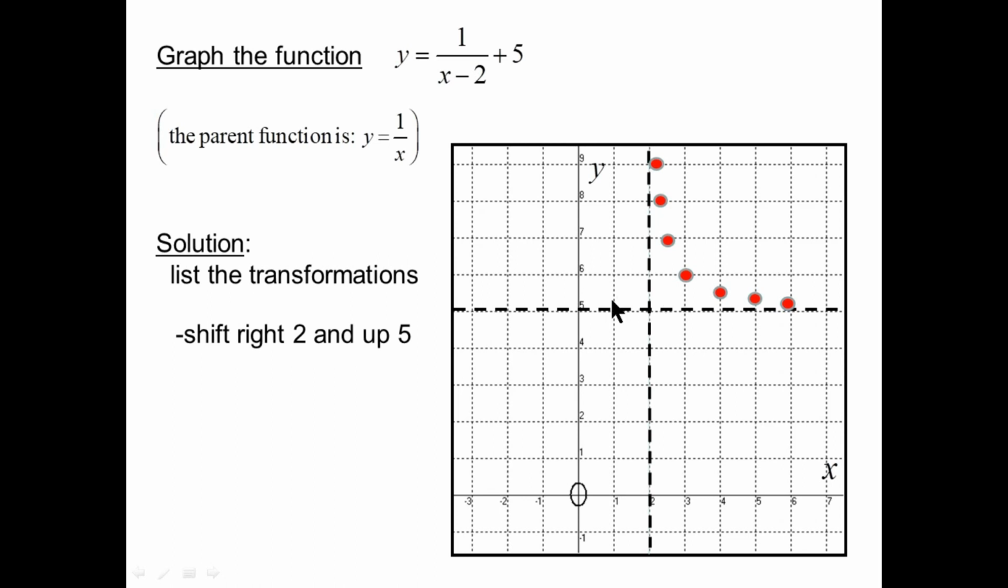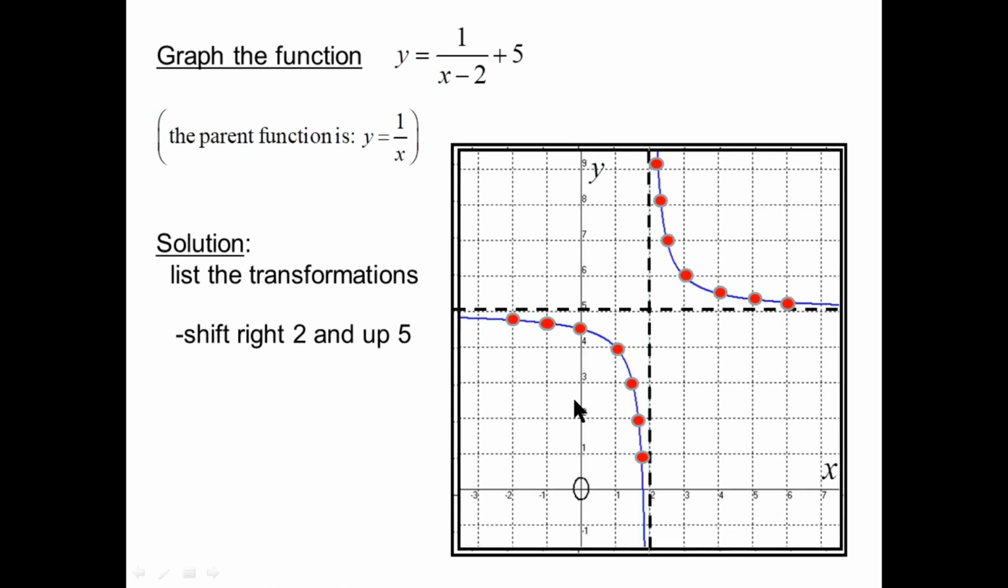And then the ones on the bottom left, they count too, so over 1, down 1 over 1. Over 2, down 1 over 2. Over 3, down 1 over 3, and so on. Over a half, down 1 over a half, which is actually down 2. Over a third, down 1 over a third, which is 3, and so on. Join them together, label your graph, and look, you've graphed y equals 1 over x minus 2 plus 5. I'll take these dots off and show you what that graph looks like. It's the blue line with the asymptotes.